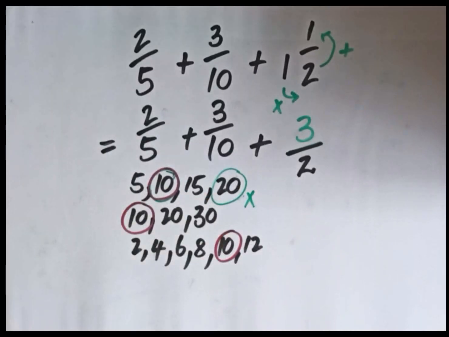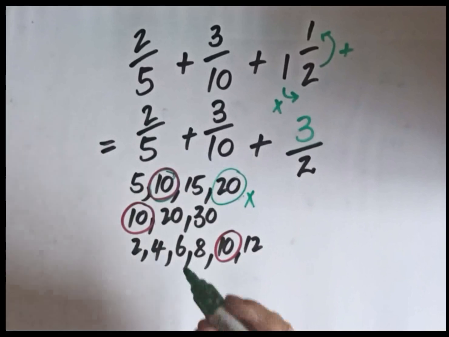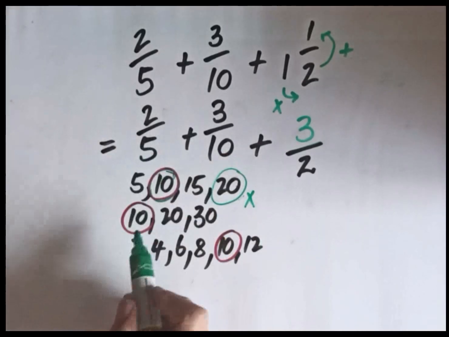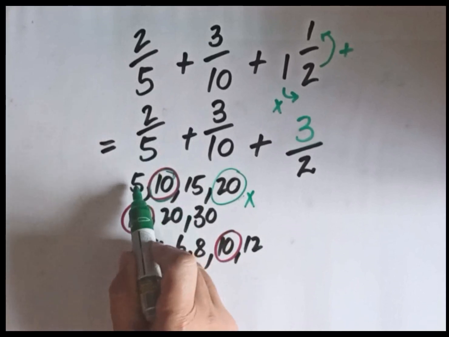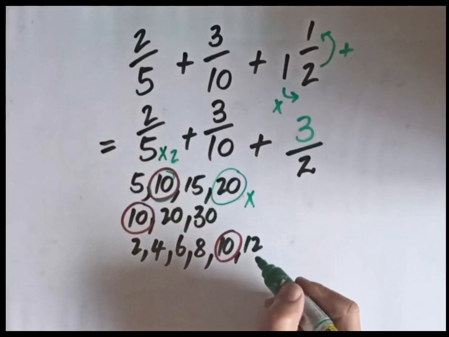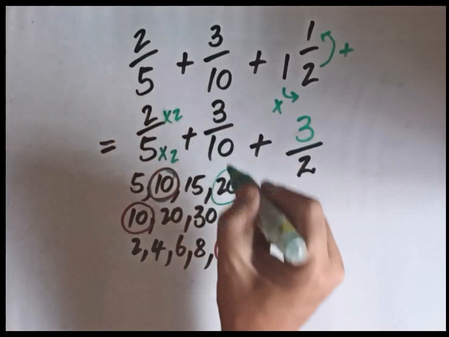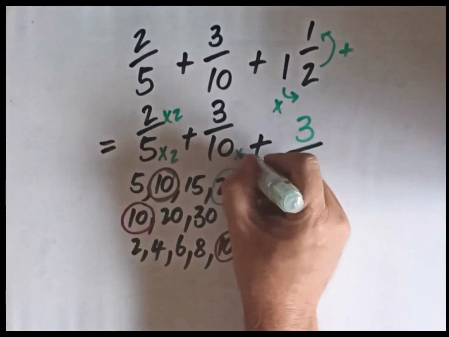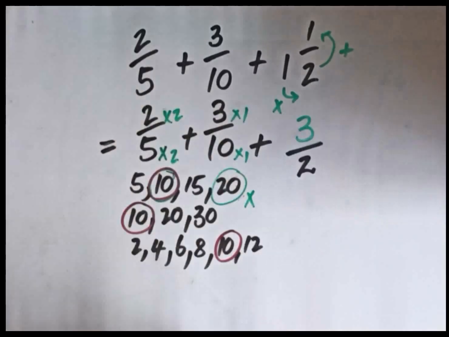Alright, so we ask ourselves, with what did we multiply 5 to get 10? We count the multiples, 1, 2. So we multiply 5 by 2. What we do at the bottom, we do at the top. What do we do to 10 to get 10? We multiply it by 1. Do it at the bottom. We do the same at the top.